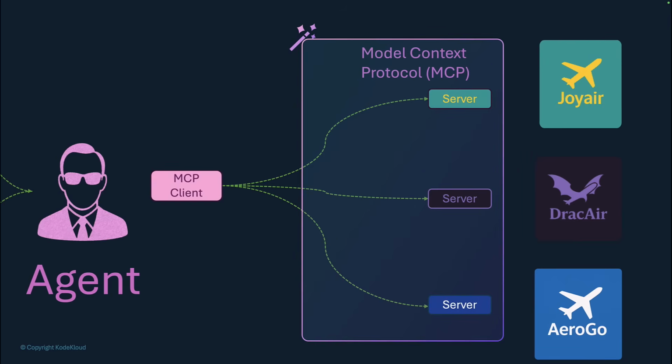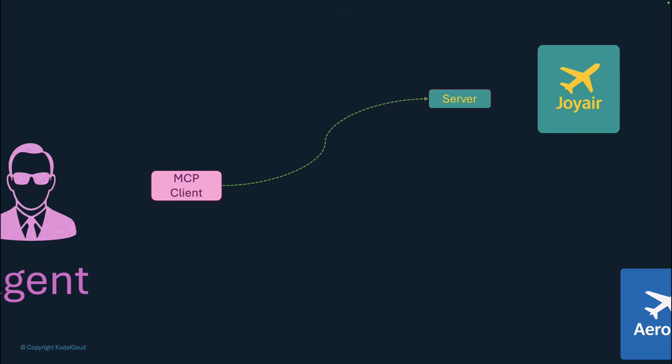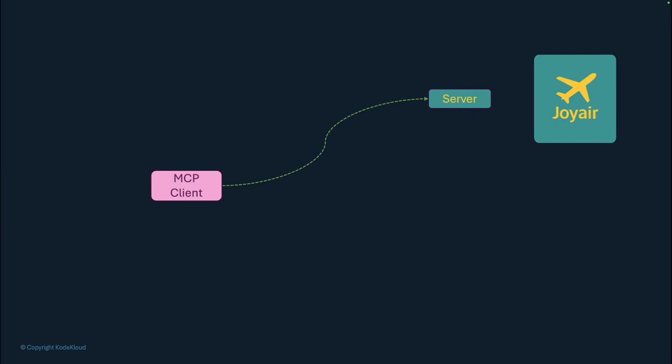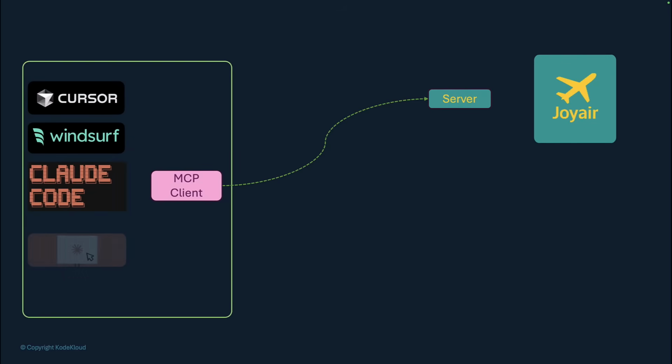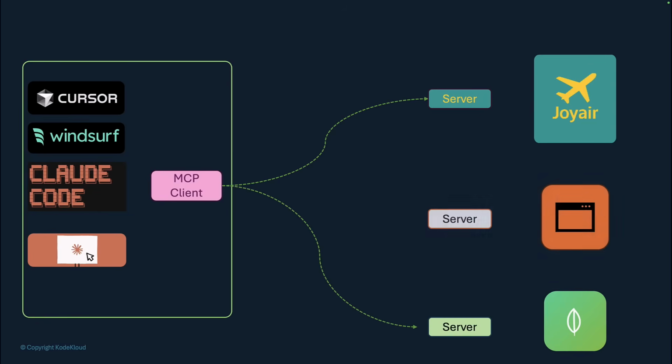MCPs follow a client-server architecture. Now, agents use the MCP client to interact with a server. So usually, MCP clients are embedded within coding agents in IDEs like Cursor, Windsurf, KodeKloud, or Cloud Desktop. We could then get these agents to connect to a local database instance like MongoDB or browser tools.